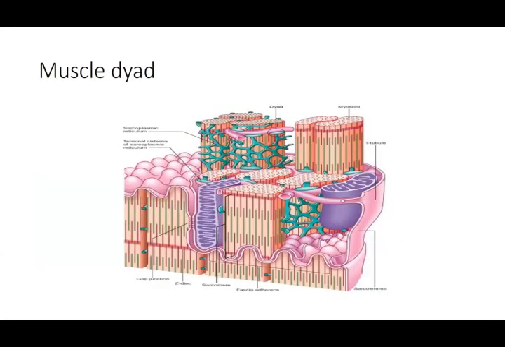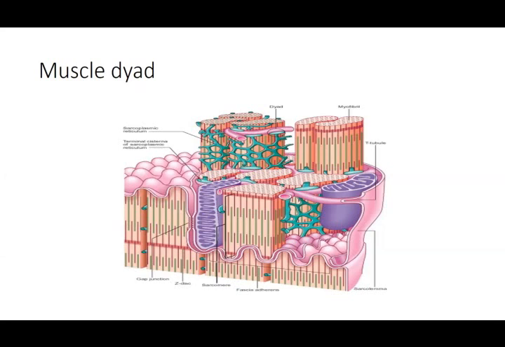Then there is a muscle dyad. There are two components of the muscle dyad. One is your T tubule, which is produced by the invagination of the cell membrane, and the other, in green, is your sarcoplasmic reticulum, which is on just one side. The combination of these two structures, the T tubule and the sarcoplasmic reticulum together, is what we call the muscle dyad.